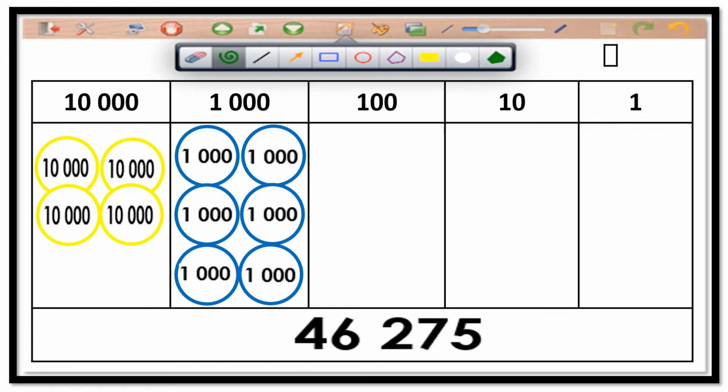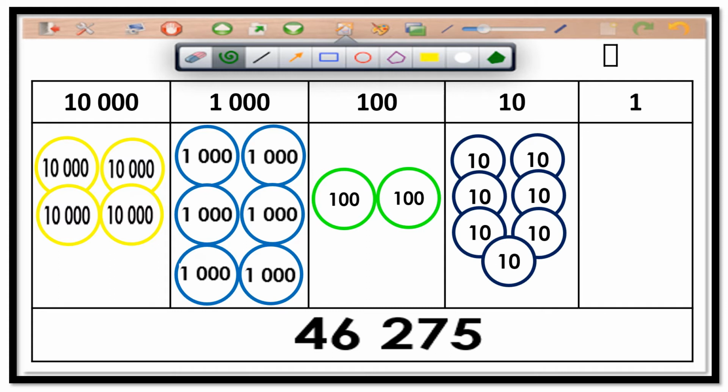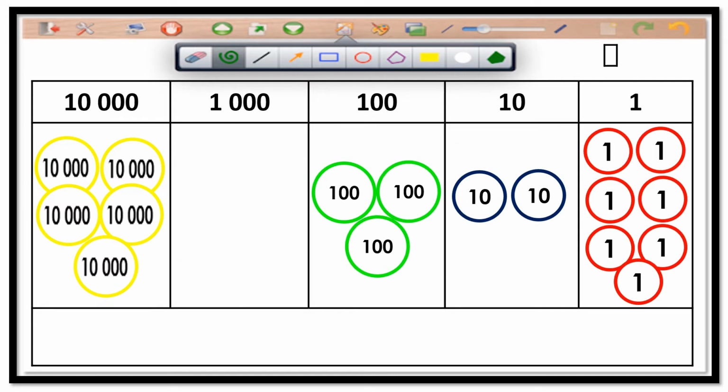How about 275 sa pangatlo? Ilang 100s? There are 2 100 number disc. Sa tens, how many tens are there in 70? So there are 7 tens. 1, 2, 3, 4, 5, 6, 7. And the last one, how many ones are there? There are 5. Sa next example naman natin, bibilangin mo naman ngayon kung ilang number disc meron sa bawat hanay.